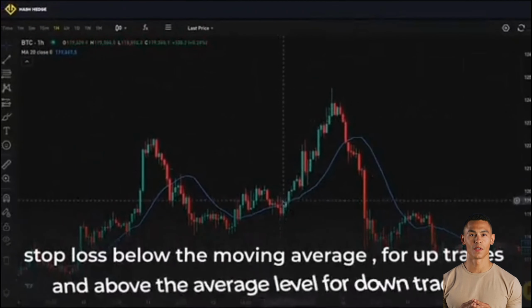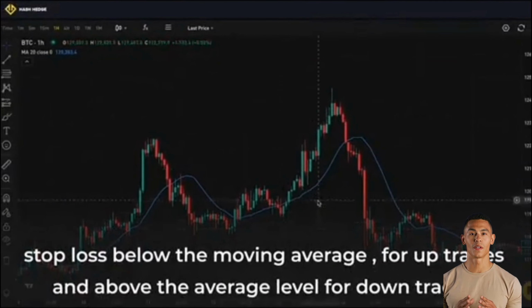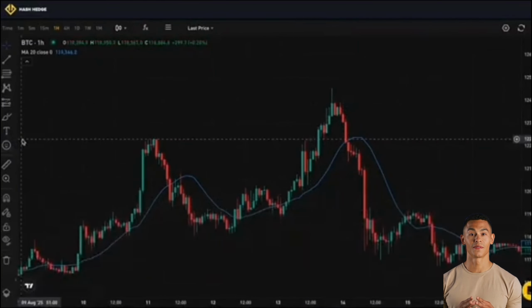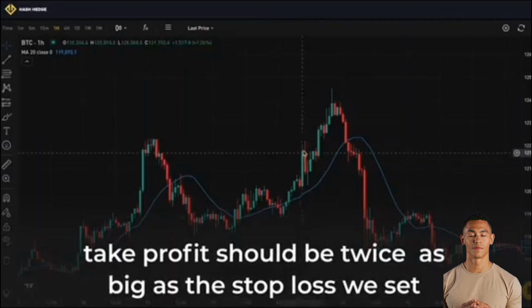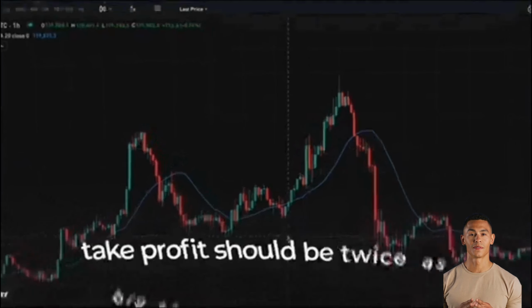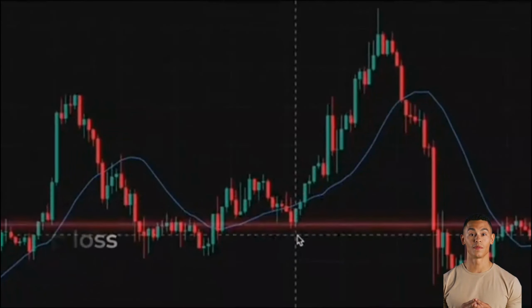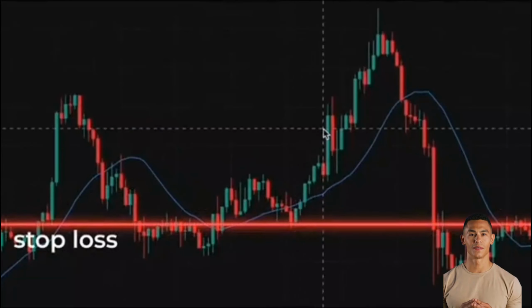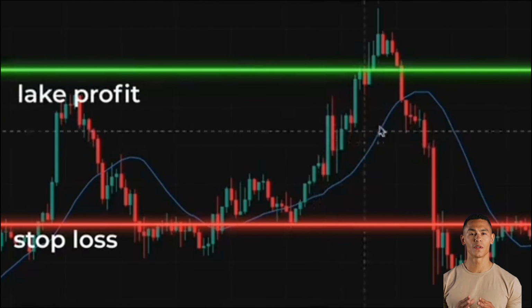We set the stop loss on trades below the moving average, below the blue line for up trades, and above the average line for down trades. In this case, the take profit should be twice as big as the stop loss we set. For example, if we set the stop loss here at 100 pips, we set the take profit at 200 pips.